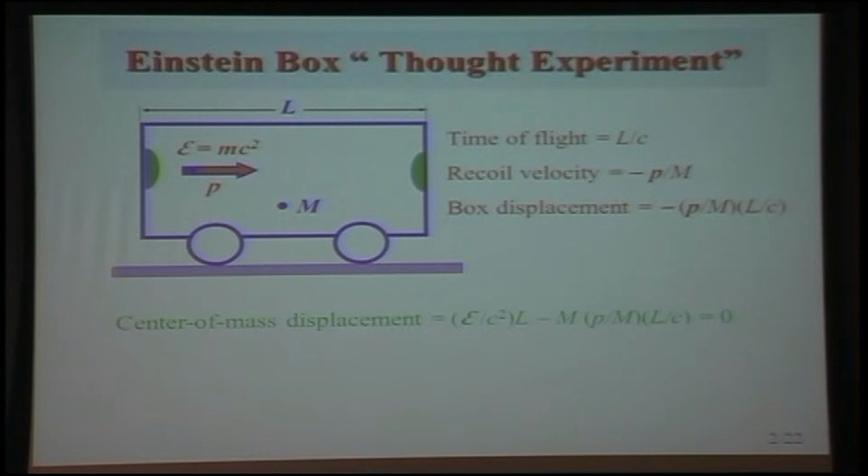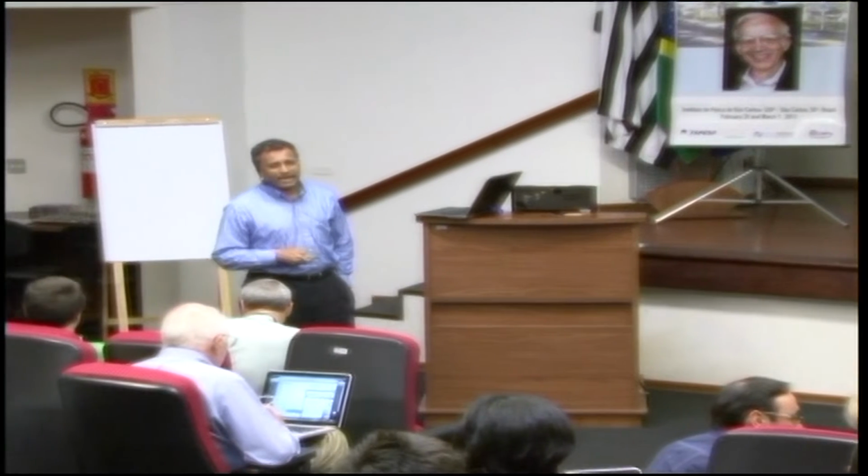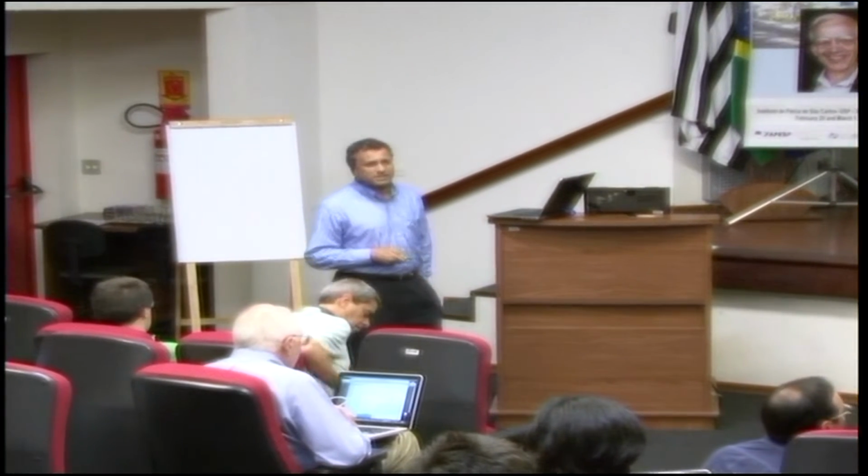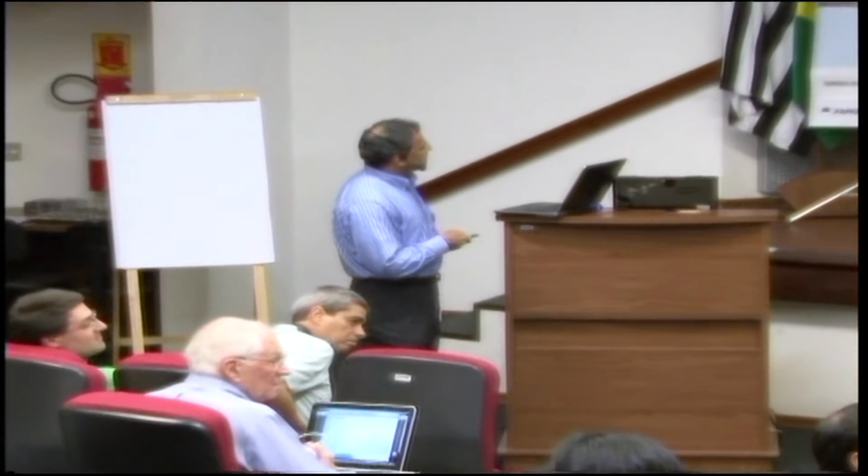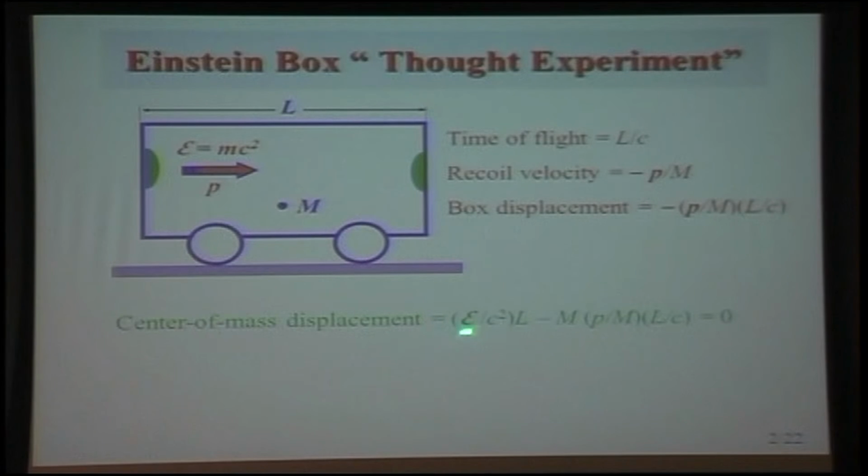Now Einstein said there is no external force acting on the system, so the center of mass cannot be displaced. The center of mass displacement then is given by the mass of the photon times its displacement, plus the mass of the box times its displacement. Setting them equal to 0, canceling m's and l's, you find out that the momentum is given by energy divided by c.